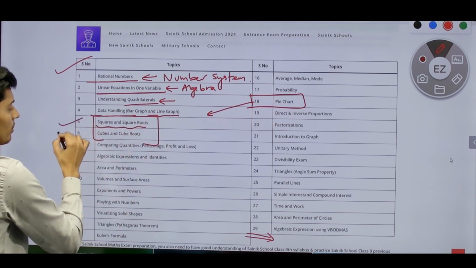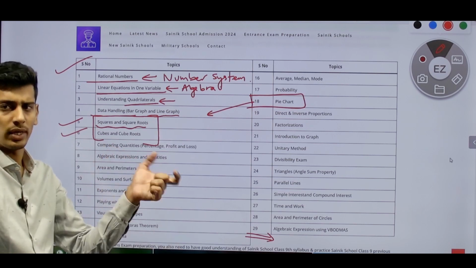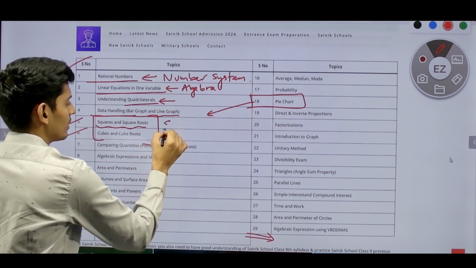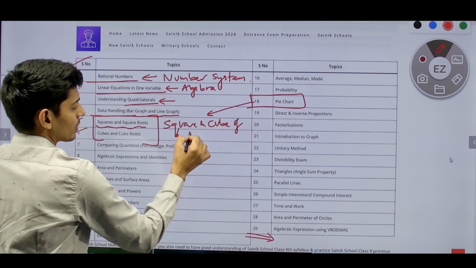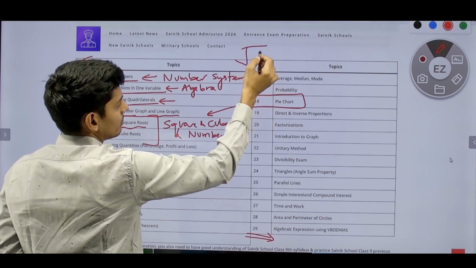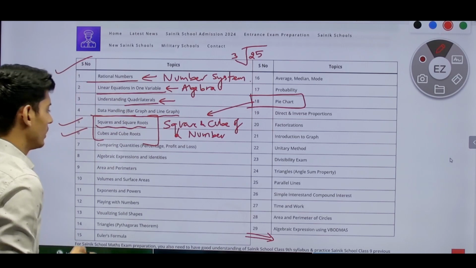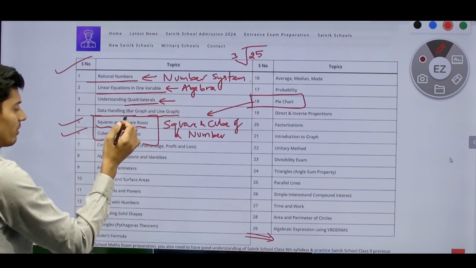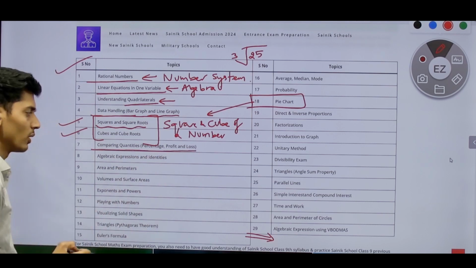Again, topic number 5 and topic number 6 can be covered in one chapter, which is square and cube of a number. You can write it as square and cube of a number. Good quality questions are asked, especially related to, let us suppose, 25 raised to the power 1 by 3. Certain questions related to the one I have written are asked.